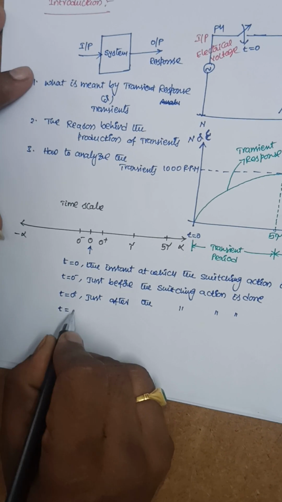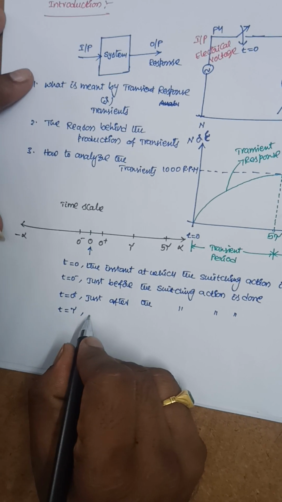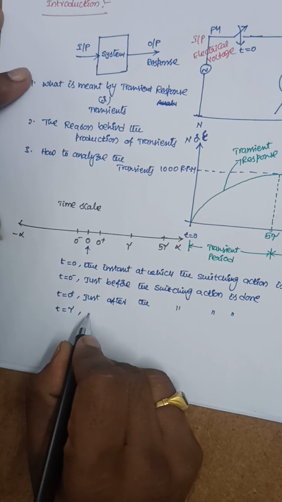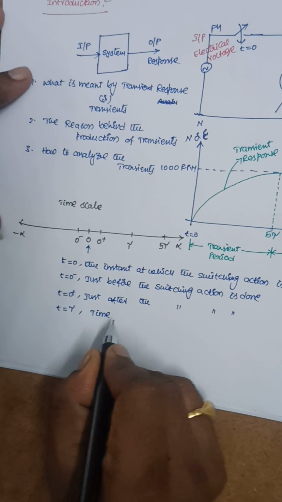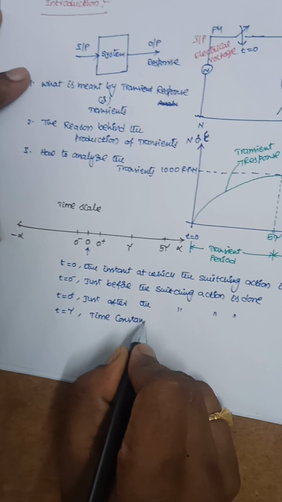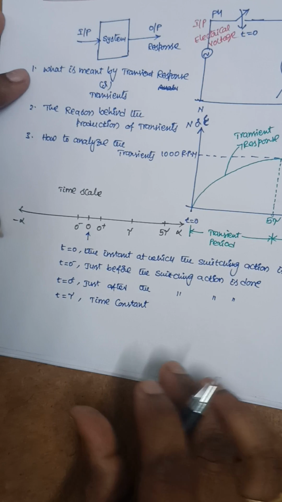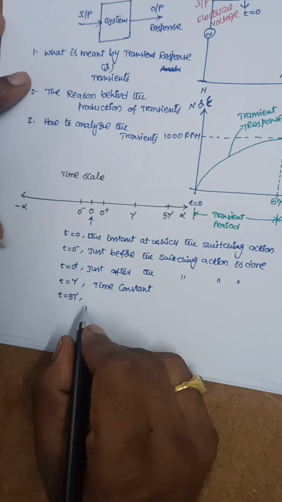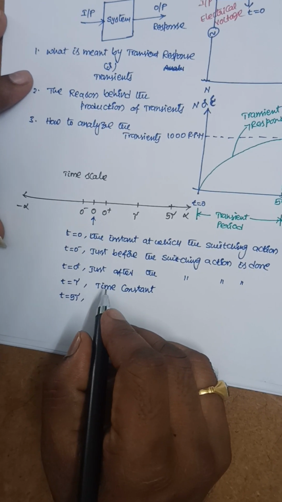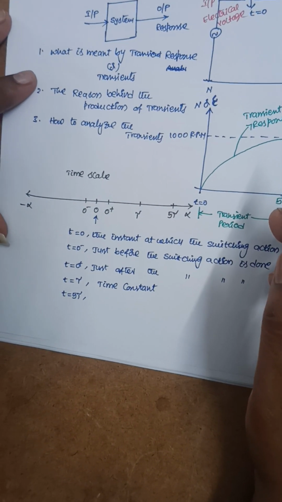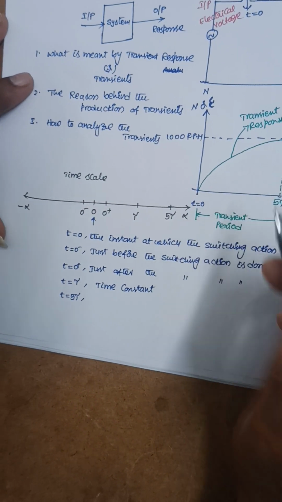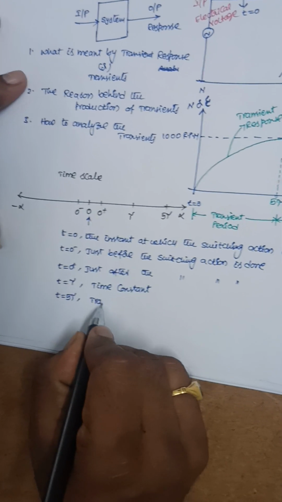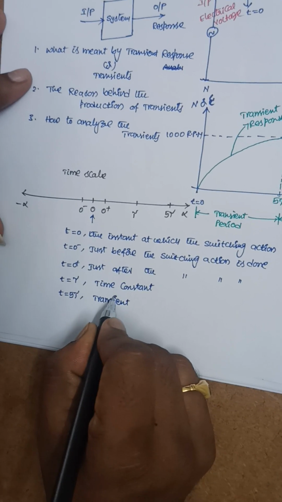And t is equal to tau, where tau is the time constant. What is meant by time constant? I will explain in later classes. t is equal to 5 tau is normally the time taken by the transient response. That means the time to complete the transient response, or it is nothing but the transient period.